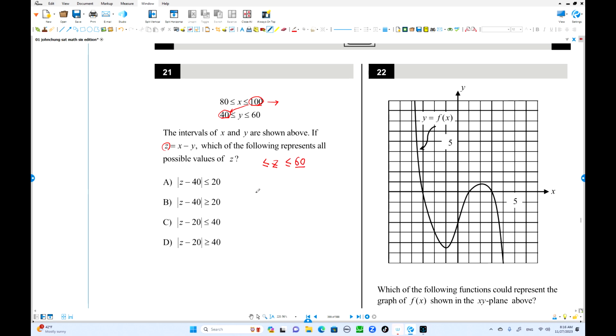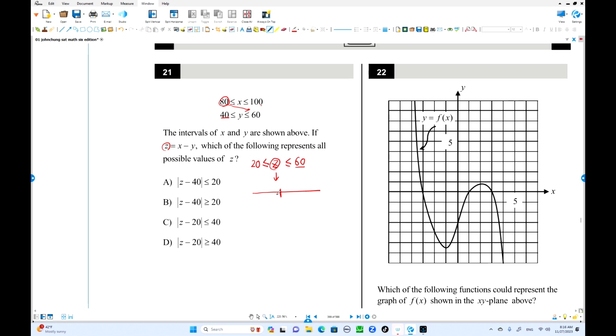This is the maximum. Now let's find the minimum. Minimum is what? From here, 80 minus 60, that is 20. 80 minus 40 is 40, right? 20 is the minimum. Okay, that's the interval, right? Now we can change this into absolute inequality. You understand this one. Or we find out the middle point, midpoint.